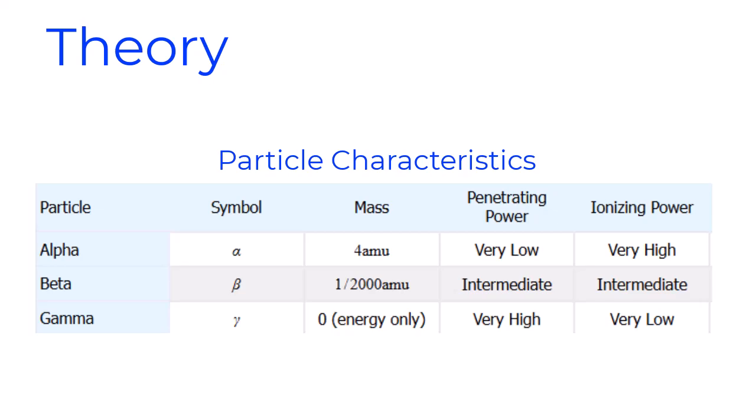Here are the characteristics of these particles. Alpha particles are heavy particles with low penetrating power and high ionizing power. Beta particles are light particles with intermediate penetrating power and intermediate ionizing power. Gamma rays are pure energy with high penetrating power and low ionizing power. We will be mainly observing alpha particles because of their high ionizing power.